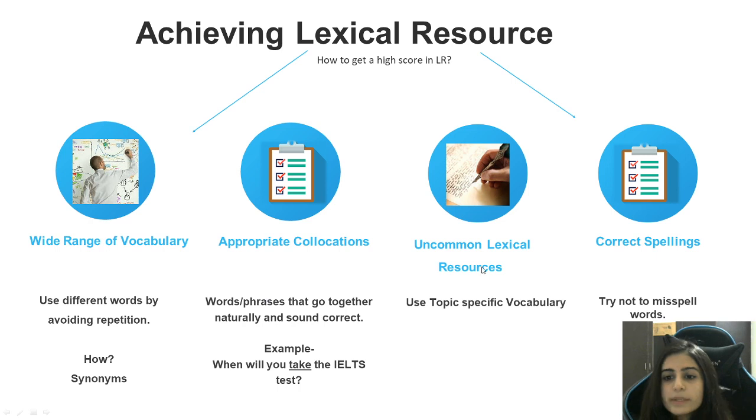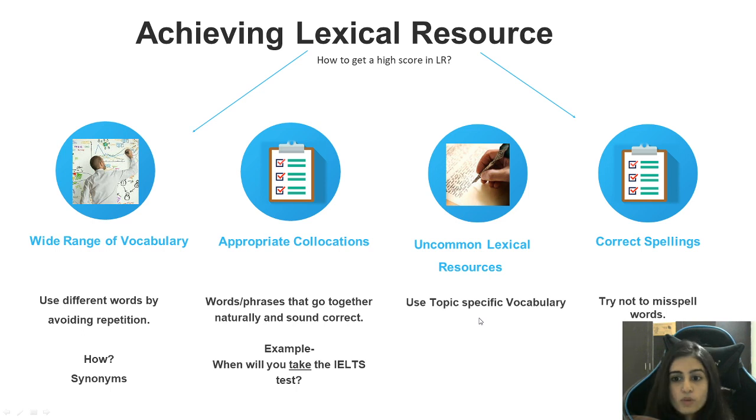Uncommon lexical resources. The third thing to increase your band score in the lexical resource parameter is to use uncommon vocabulary or topic specific vocabulary. Whenever the question is associated with one kind of topic, it's good to use words related to that topic. So we'll be discussing today's topic by keeping in mind the topic specific vocabulary. I'll be asking you the words which can be used in the question that we'll be discussing today. So you'll have to tell me the topic specific vocabulary, and we'll be doing that.